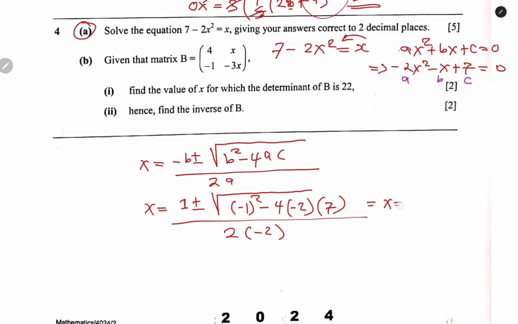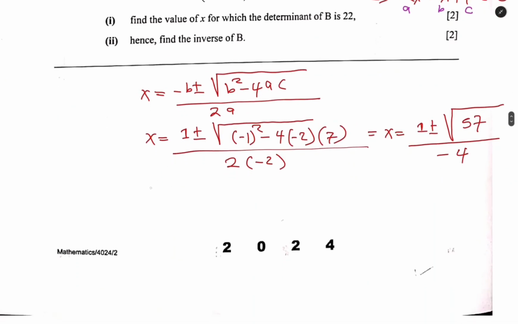So you're going to have x is equal to 1 plus or minus, what is inside here? Inside it's going to be 1. Then 4 multiplied by 2 is 8. 8 multiplied by 7 gives us 56. 56 plus 1, that is 57. So square root of 57, divided down here by negative 4. So be able to confirm that.